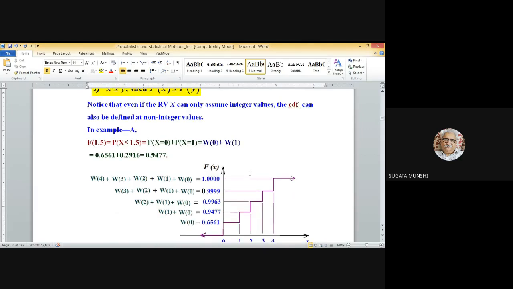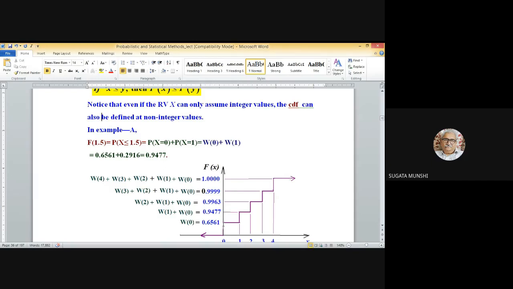So here I have sketched the cumulative distribution function for that particular example. For any discrete random variable, it will be a staircase waveform. Fx will be of staircase form. I have given the values based on example A. So there are steps. At every discrete value that capital X can take on, for every such value of small x, there is a jump discontinuity.